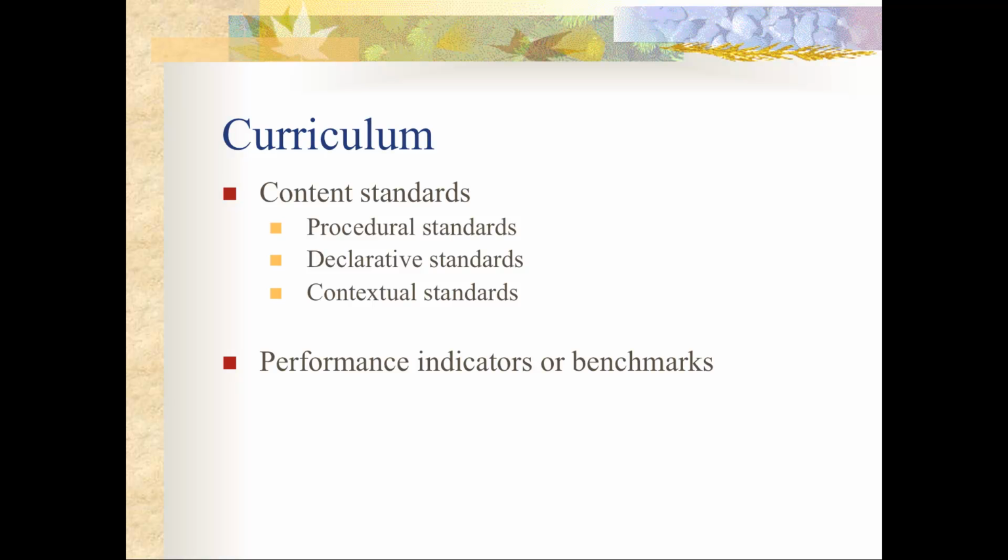There are 3 different types of content standards. One is procedural. The procedural focus on and identify processes students need to master. Declarative standards identify the basic information students need to know about specific topics. And contextual standards identify the knowledge and skills that will take on a particular meaning because of the special conditions in which they occur. Along with these standards, we then have performance indicators or benchmarks.